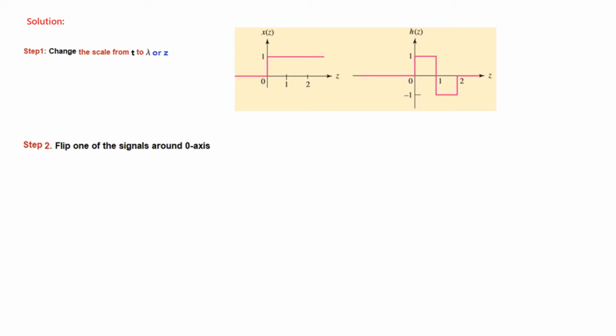Now the second step is to flip one of the signals around 0. Since in our case we are told to flip the x signal, we'll flip this one. We flip it around this axis, turning it left. So this is what we get. Now the name also changes to x(minus z).